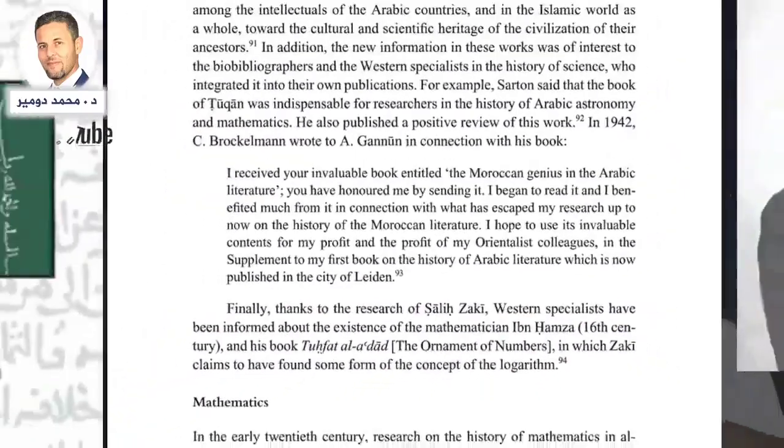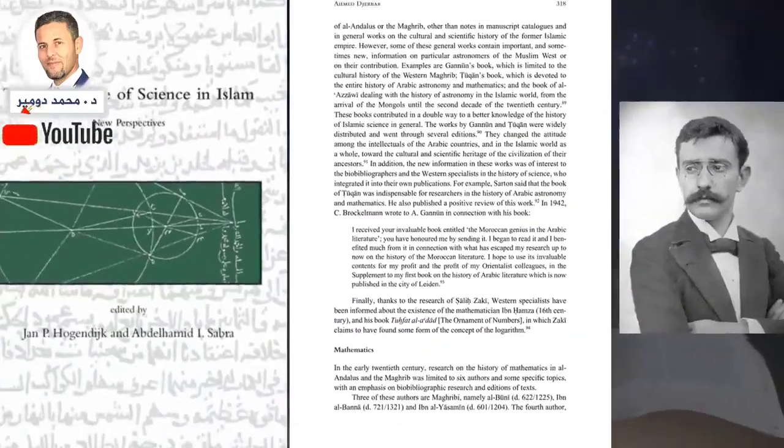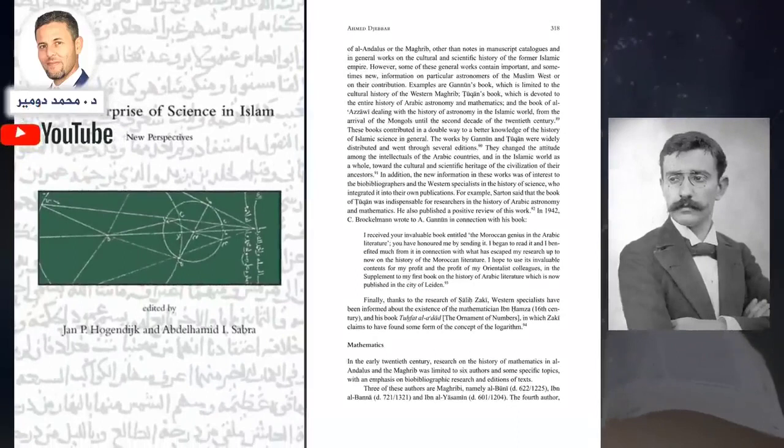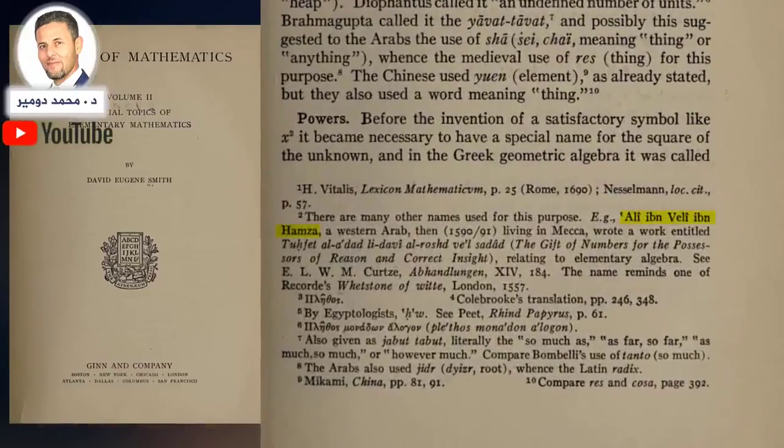The Turkish scientist Salah Zeki then wrote a book in the Turkish language introducing Ali ibn Hamza al-Maghribi to the world. Let's read some quotes related to Ibn Hamza. In this book, he is Ali bin Wali ibn Hamza from the western side of the Arab world known as the Al-Maghrib, living in Mecca. He authored a book, The Gift of Numbers for the Possessors of Reason and Correct Insight in Algebra, and his name was mentioned in one of the old manuscripts in London.